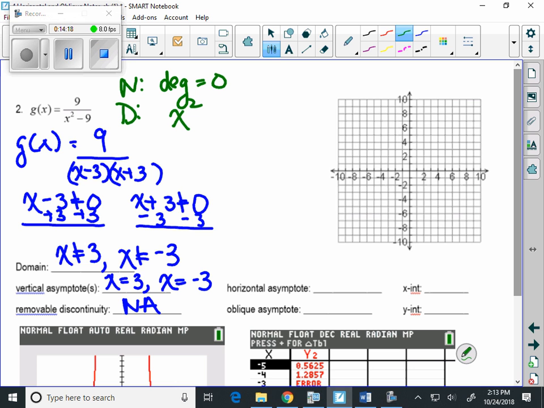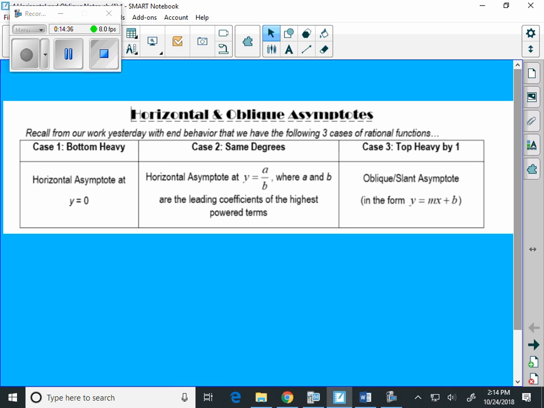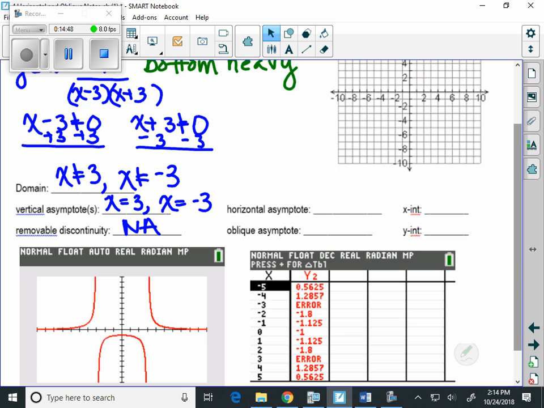And what we see in this particular case is that this is going to be a bottom heavy function. And you can look at the top of your page at the chart, but I need to flip back on my screen here. What happens when we have a bottom heavy situation? We have a horizontal asymptote at y equals 0. Once again, if we have a horizontal, we don't have an oblique. If we have an oblique, we don't have a horizontal.